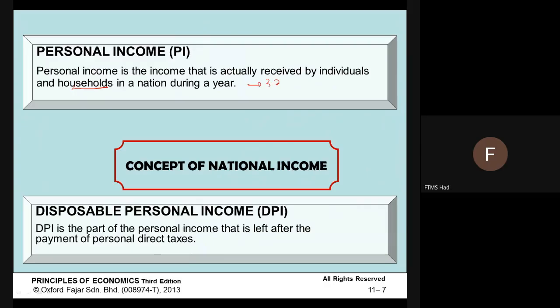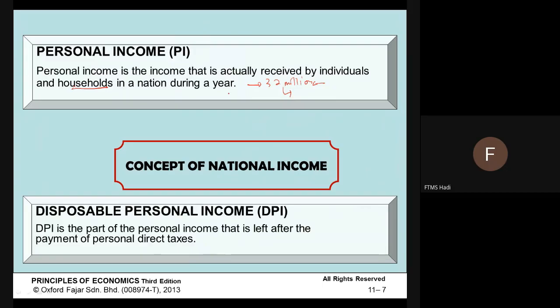Therefore they will calculate the total income, that means the total money received. We call it the total, part of it is salary, part of it are wages, part of it are remuneration. So they're talking about personal income, that means the total amount received by those individuals or household, isi rumah, in a year.